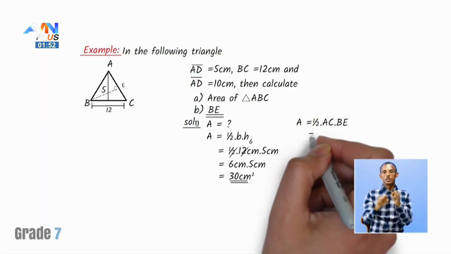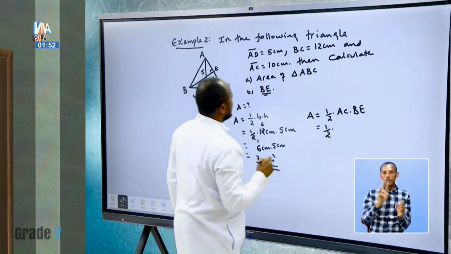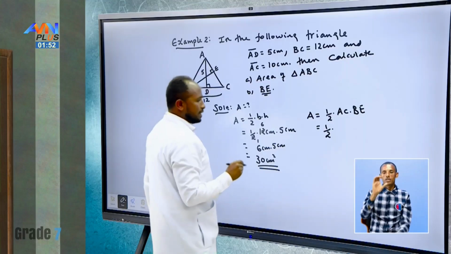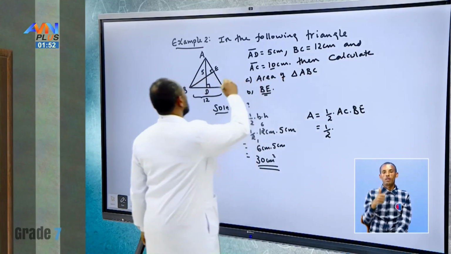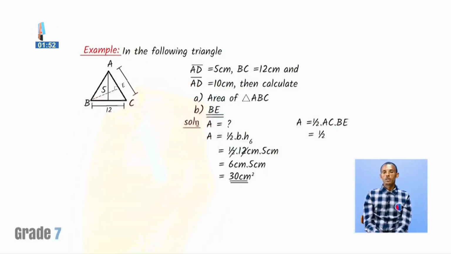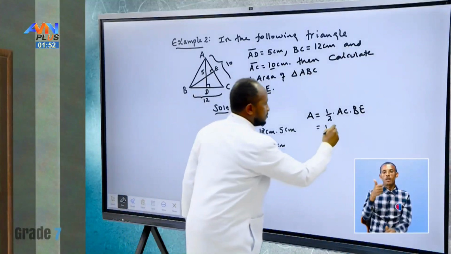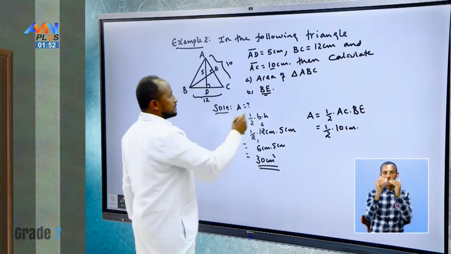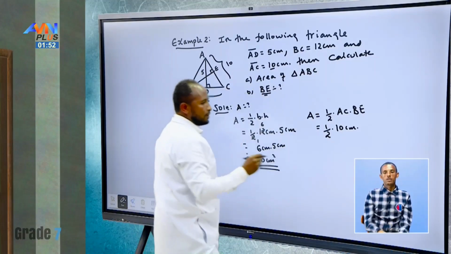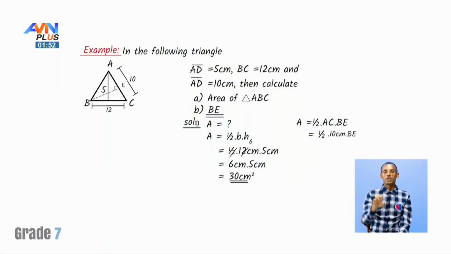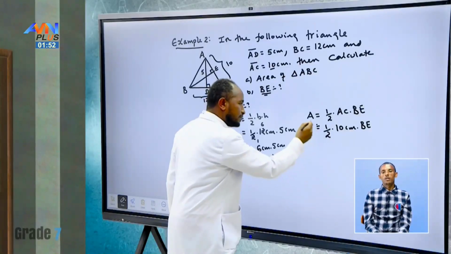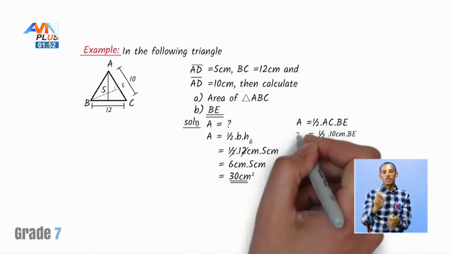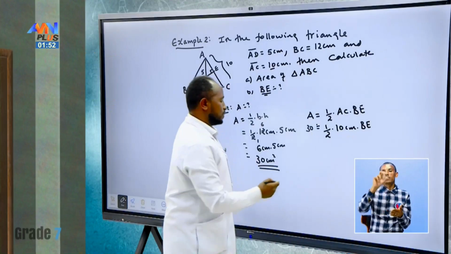So this will be equal to half times AC. How much is AC? AC is given to be 10. So this length is 10. Therefore, 10 centimeter times BE. BE is not known. We are asked to calculate it, therefore here we assume this is BE itself. But the area of the triangle is known. We have calculated it here to be 30. So this area is 30 centimeters square.